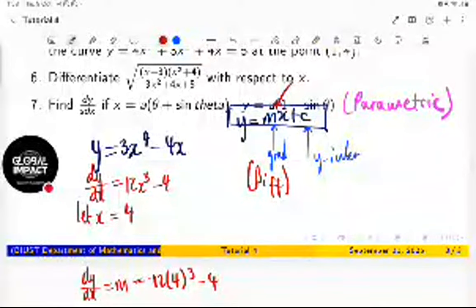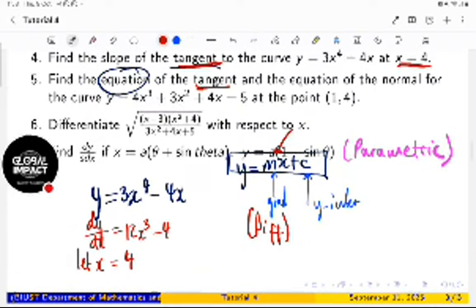So it's all about finding m. And m is for a line, but you don't have the line. So you're going to use the curve. You differentiate.